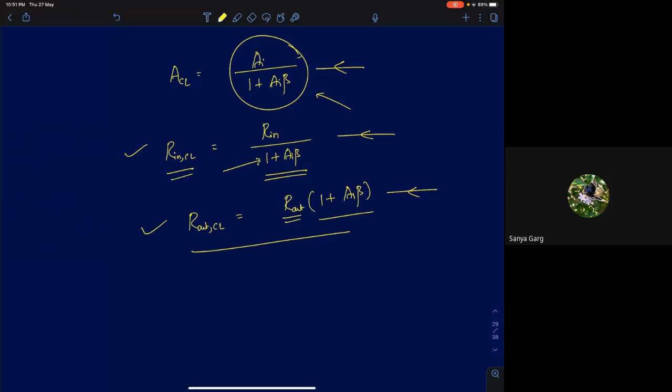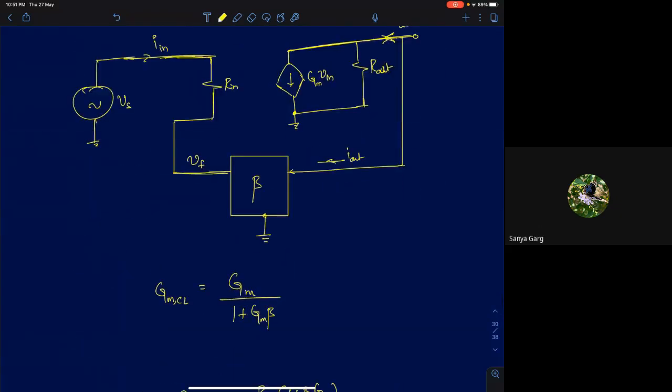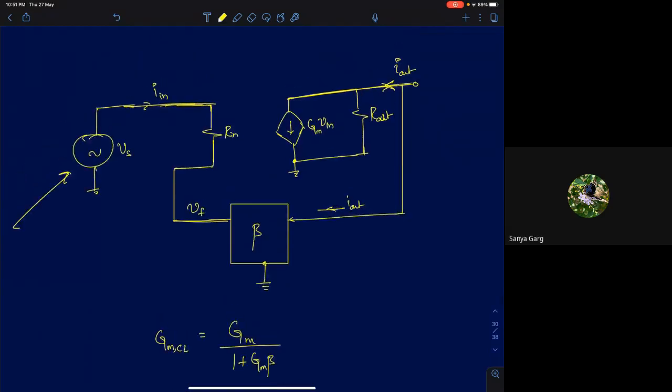So what I'm saying here is that the amplifier has now become a better version of itself. The resistances increase in the right direction and decrease in the right direction. Now, the other two amplifiers are the transimpedance and the transconductance amplifier. So first I'll start with transconductance amplifiers. Input is voltage, output is current.